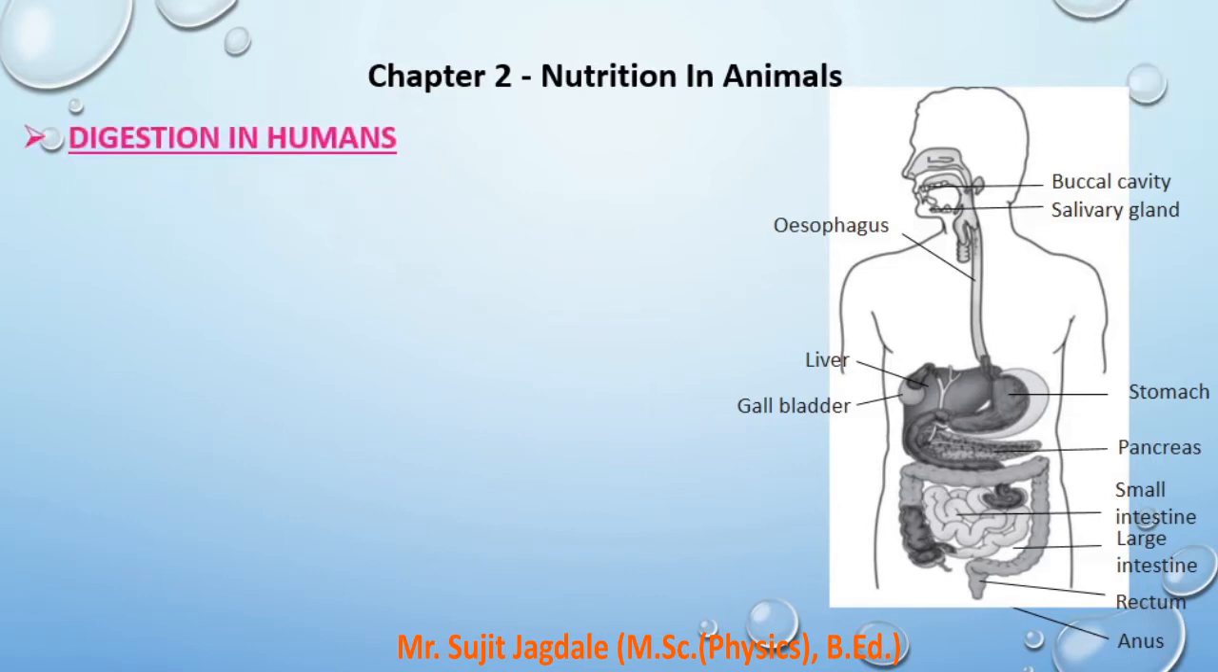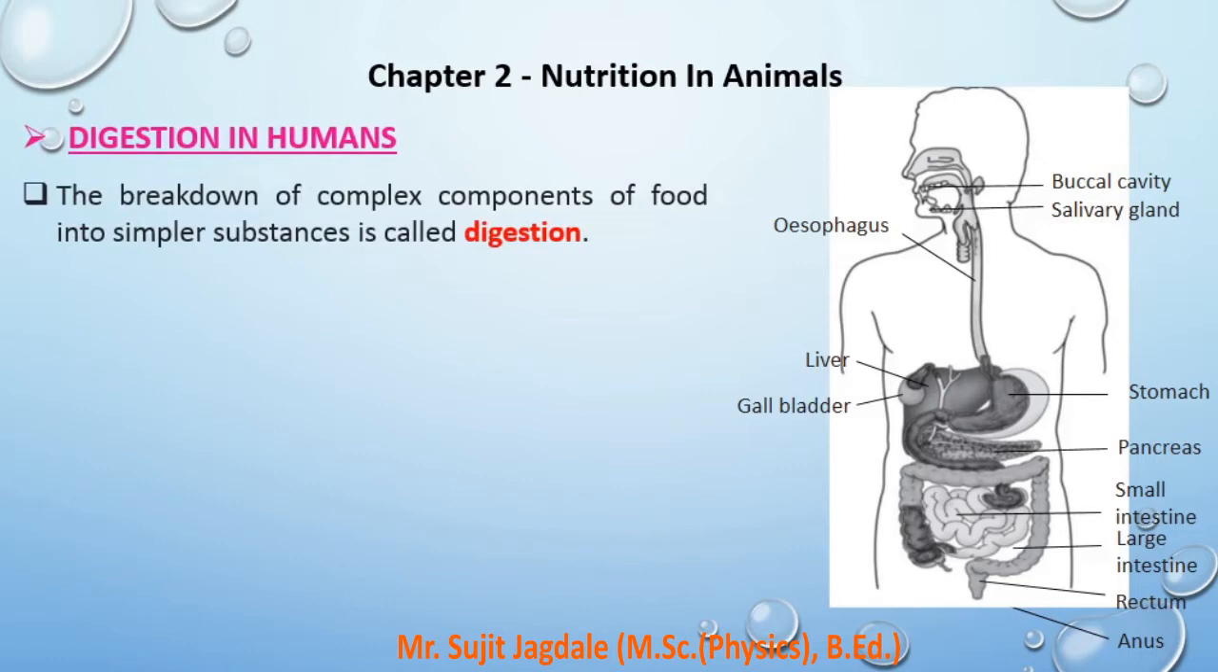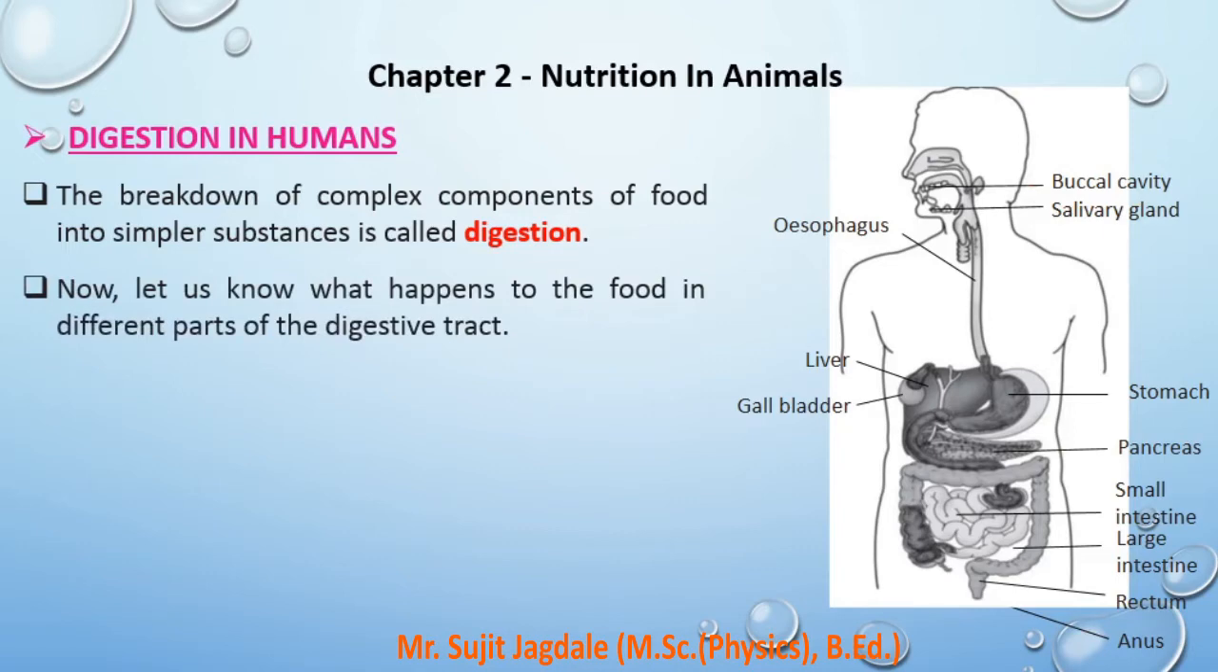Okay, now in this lecture we have to consider the deep working, that means all the compartments, how they work. The breakdown of complex components of food into simpler substances is called digestion, that already we have seen in the previous lecture. Different cavities or different compartments already we have considered. So this digestive system starts with the buccal cavity and ends at the anus. Now here we have to consider what happens with the food in these different digestive tracts, that means different compartments. One by one we have to consider their function.